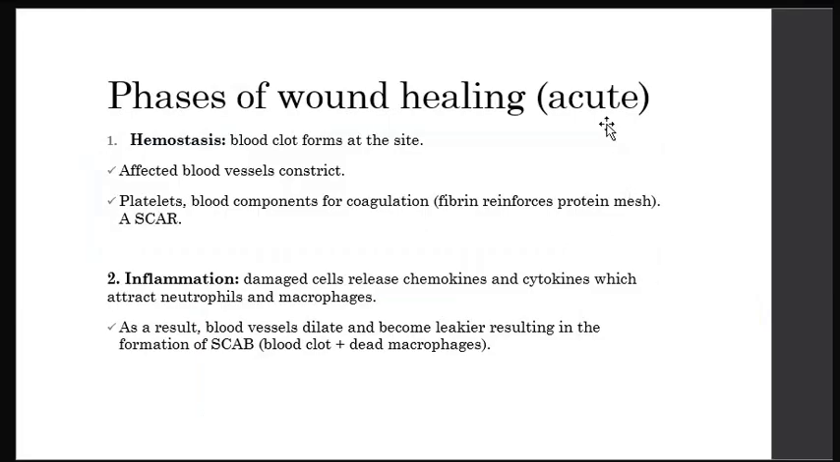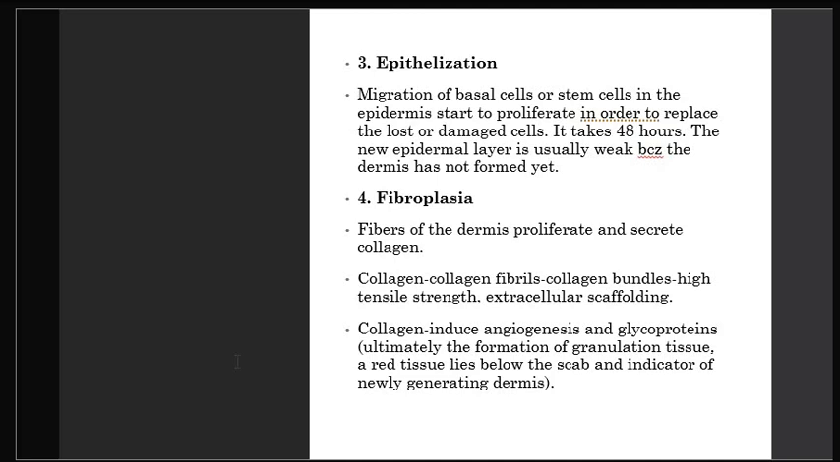Phases of wound healing. Acute wound: in the first few hours of the injury, a blood clot forms. The blood clot forms due to platelet aggregation, and fibroblasts form a protein mesh, also known as a scar, to stop the bleeding. The second step is inflammation, in which neutrophils and macrophages rush to the area to remove the blood clot and dead cells, and it forms a scab over the skin. The third step is proliferation.